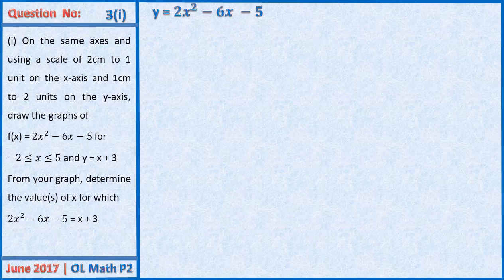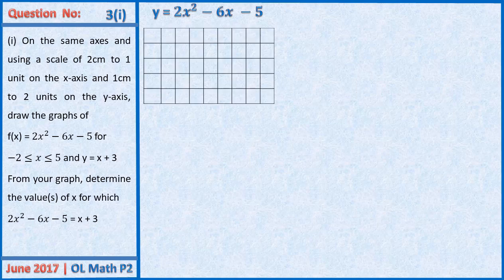So we start by looking at the graph of y equals 2x squared minus 6x minus 5. We have to make a table, and according to the question we have x. We now take the function and divide it into its terms, so you have 2x squared, minus 6x, minus 5. When we sum all of that, it gives us y. According to the question, x ranges from -2 to 5. So you have -2, -1, 0, 1, 2, 3, 4, 5.